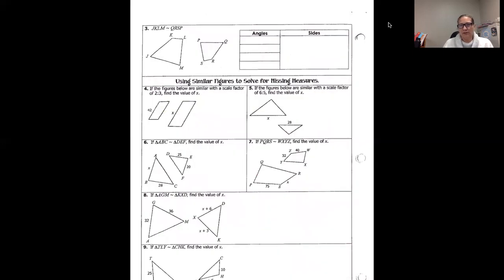Using similar figures to solve for missing measures. If the figures below are similar with a scale factor of 2 to 3, find the value of X. So you set your scale factor up. Notice small is on top, so small stays on top. Set up a proportion, cross multiply, and solve. So 2X is 126 and X is 63.